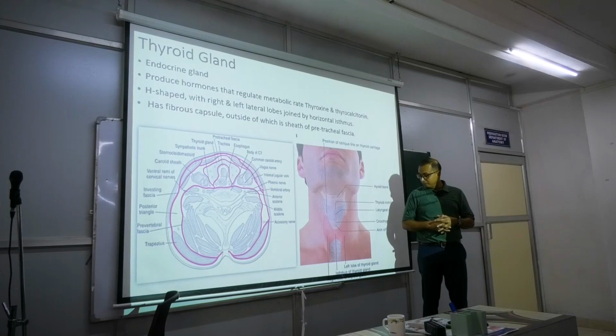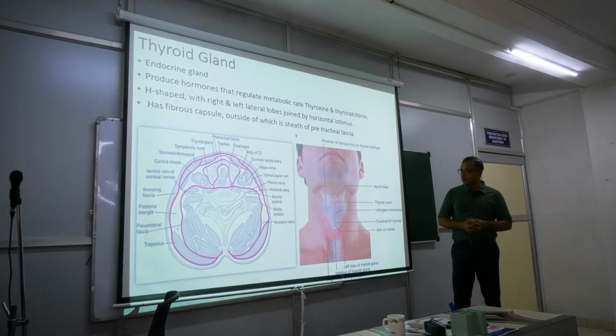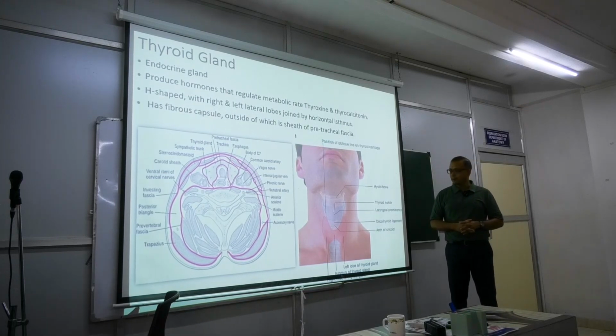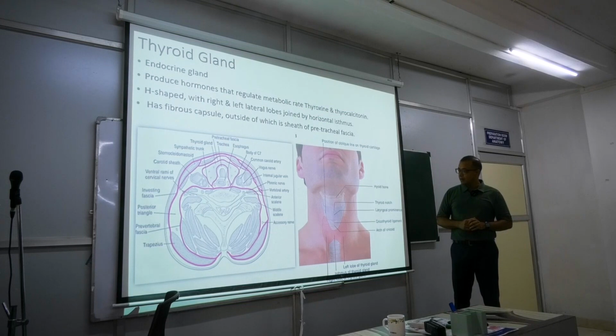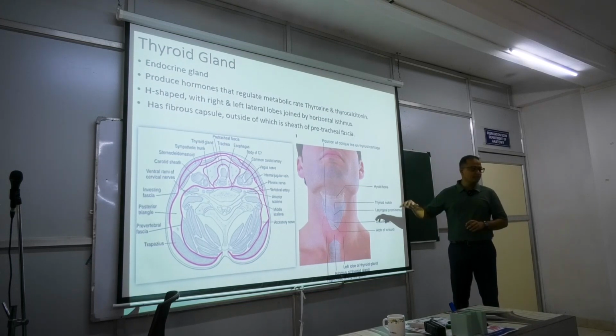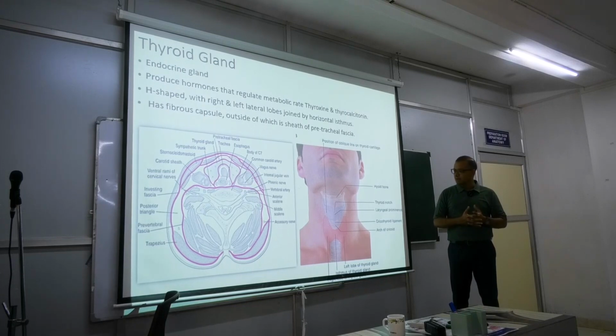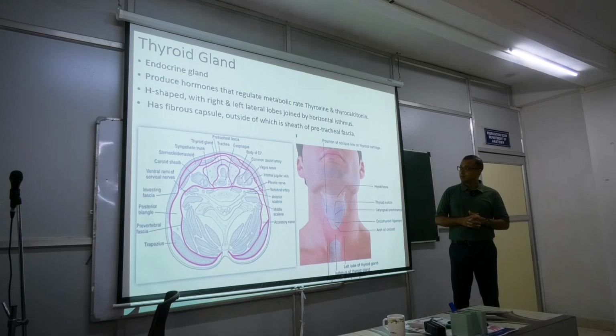Now, talking about this gland, which is present with these lobes and the isthmus, it is covered in the front side by some muscles in the neck region, which we call strap muscles. We call them strap because they look like straps, that's why I call them strap muscles in this region.